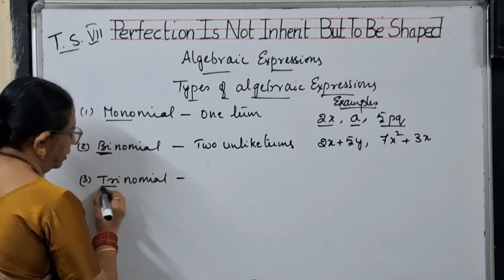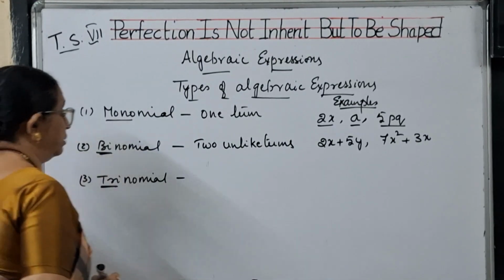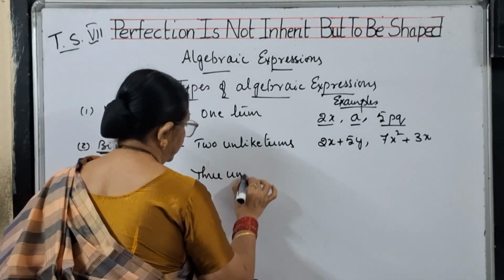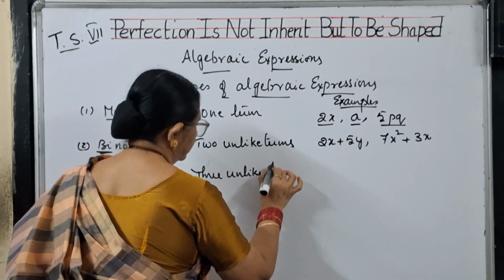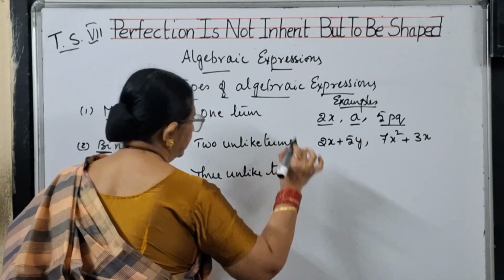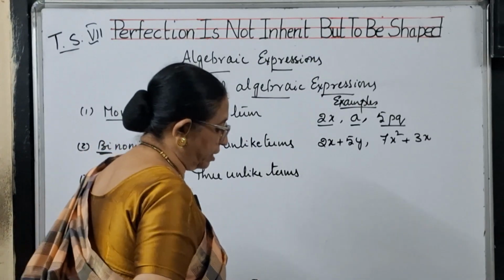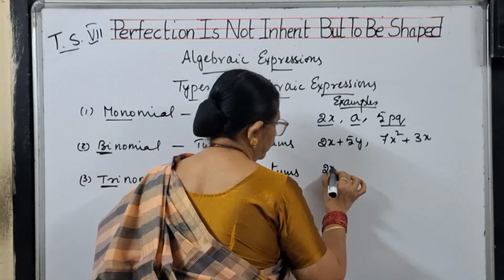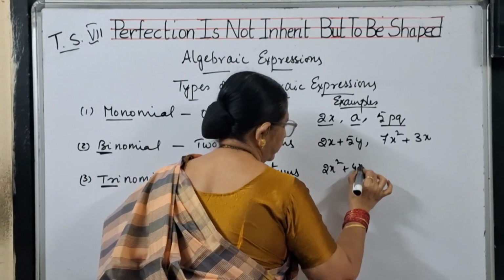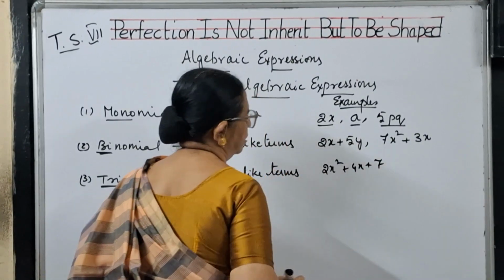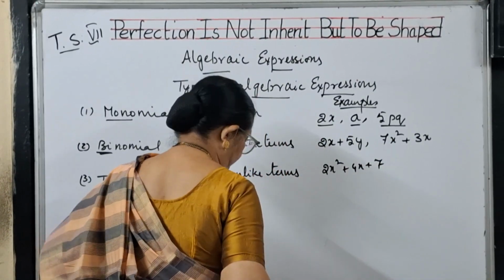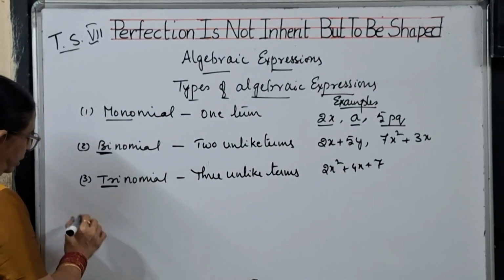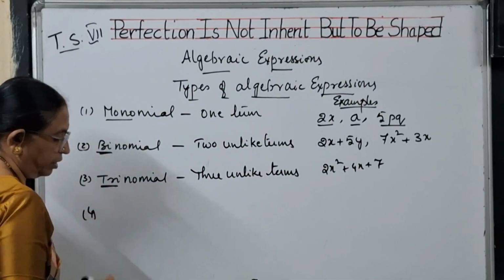Afterwards, you have got trinomial. What is this tri? Tri means three. It has got three unlike terms. They are called trinomials. So suppose you have got the example 2x square plus 4x plus 7. It has got three terms and all the three terms are unlike terms. This is trinomial.